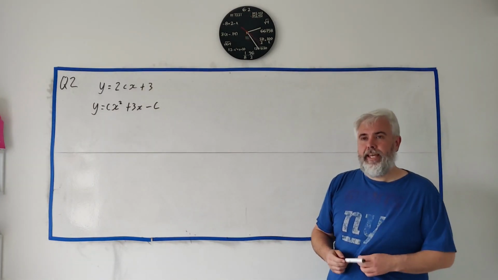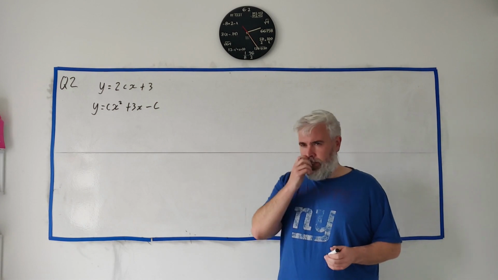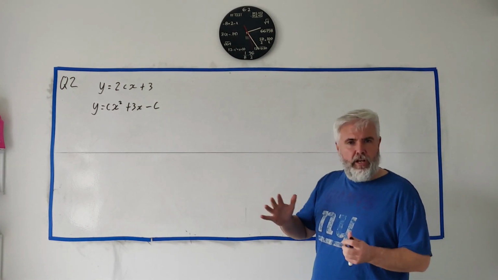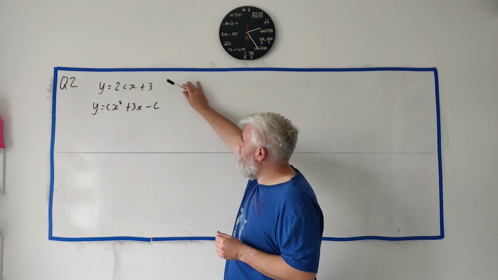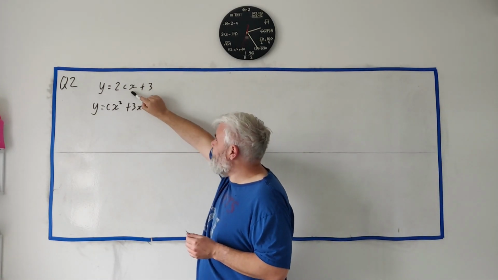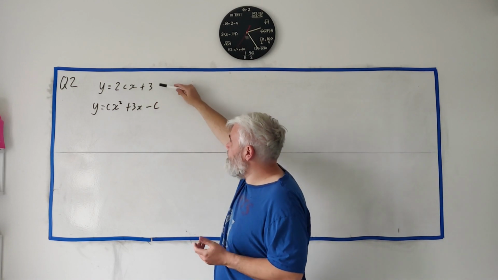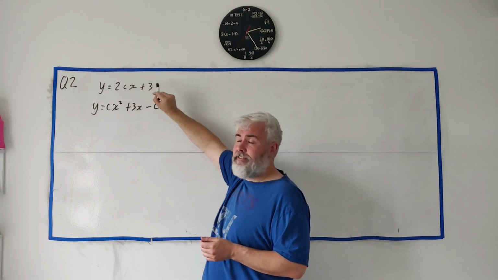Question 2 is a particularly tricky question, so let's take our time to go through it. They give us two equations here. The first one's an equation of a line, it has just an x here, x to the power 1. So this is what a line looks like. We just don't know what c is.